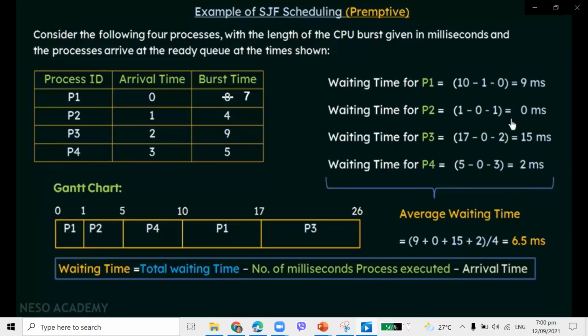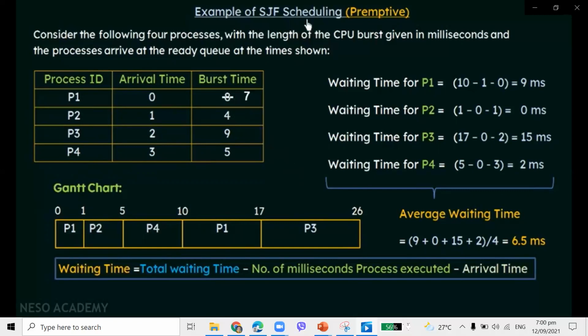Now if we calculate the average waiting time, 9 plus 0 plus 15 plus 2 divided by the number of processes, which is 4, gives us 6.5 milliseconds. So this is the average waiting time in case of a preemptive SJF scheduling algorithm.